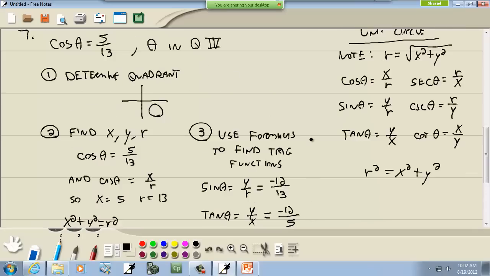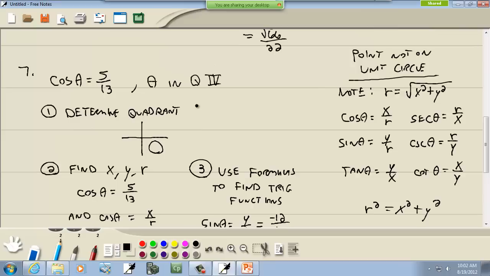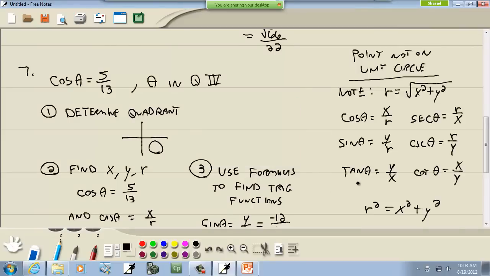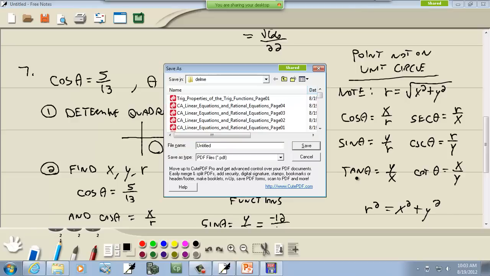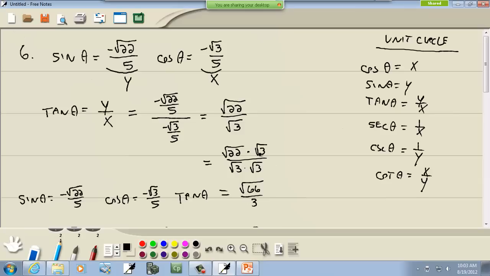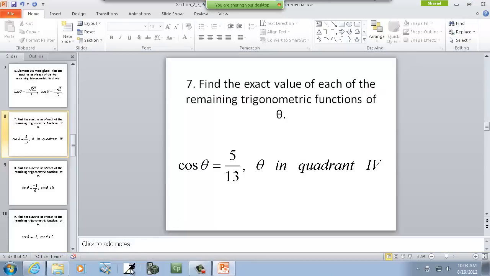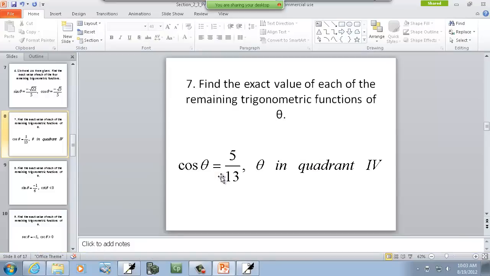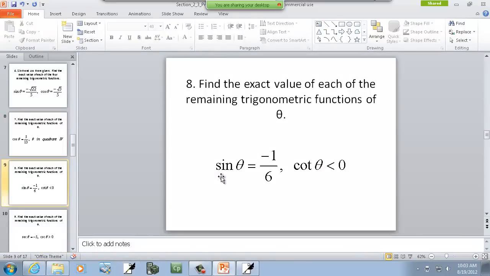Now we're going to use these same 3 steps to do the next problems also. So let me go ahead and save this. I won't write them down again. Okay. So number 8.